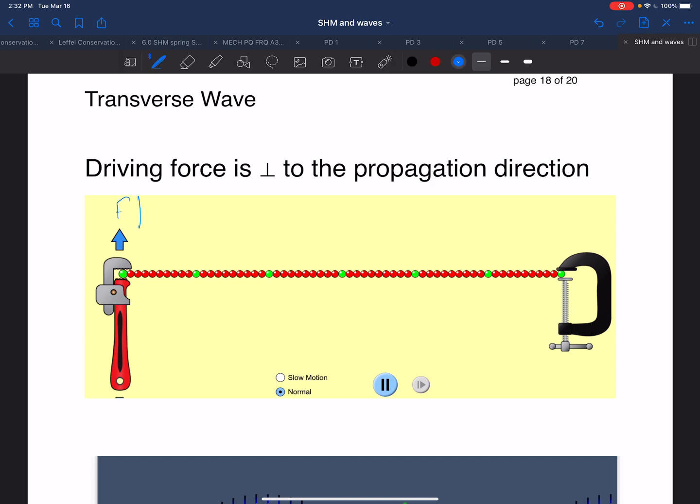So we have the driving force, F, in this direction, and the velocity in that direction. They're perpendicular to each other. And so that's what defines a transverse wave. Trans means across. And so you can see that these two cross each other. They're across from each other.